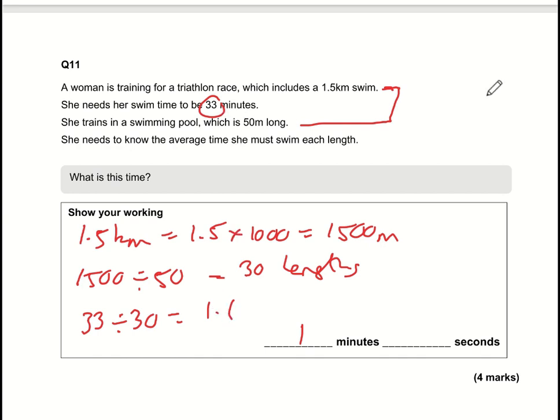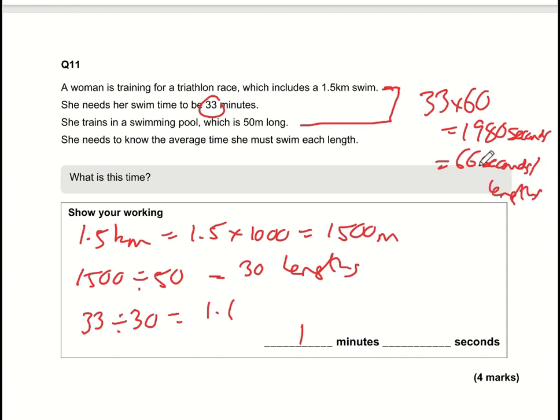Now she wants to do this in 33 minutes, so we could do 33 divided by 30, and 33 divided by 30 is 1.1. So that is 1 minute, and what does the 0.1 mean? Another way we could look at this is that 33 minutes is 33 times by 60, and 33 times 60 is 1980 seconds. So we can divide this number of seconds by 30 lengths, and if we divide that by 30 we get 66 seconds per length. And 66 seconds, well, we know 60 seconds is 1 minute, so there's 6 left over, so it's 1 minute and 6 seconds.